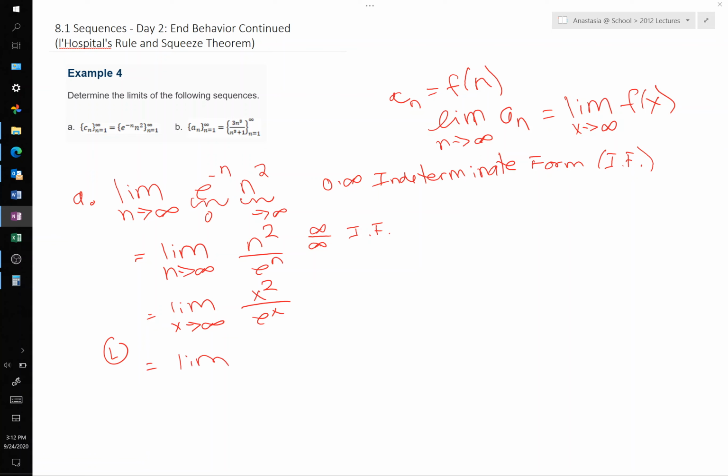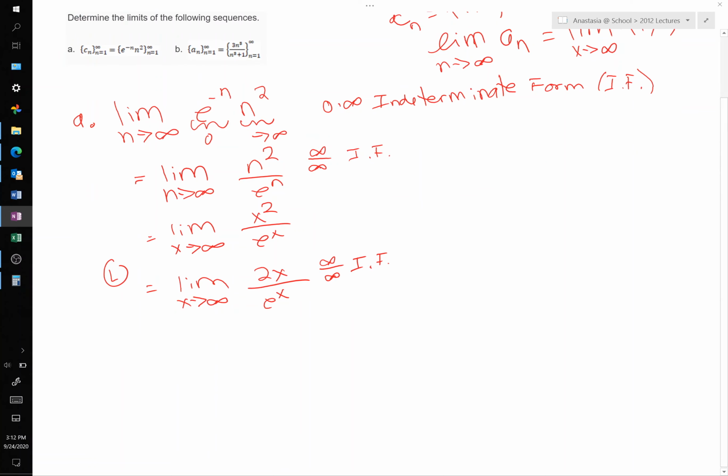So L'Hopital's rule, if you recall, says that you're going to differentiate the numerator, so it's going to be 2x. You're going to differentiate the denominator, which is e to the x. Then try to evaluate this limit. As x goes to infinity, the numerator goes to infinity, the denominator goes to infinity. It's still indeterminate, and it's still a form where we can apply L'Hopital's rule, so we'll do it again. You can continually apply L'Hopital's rule until you get something that's not an indeterminate form.